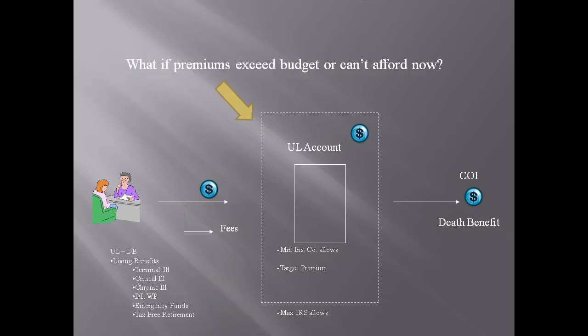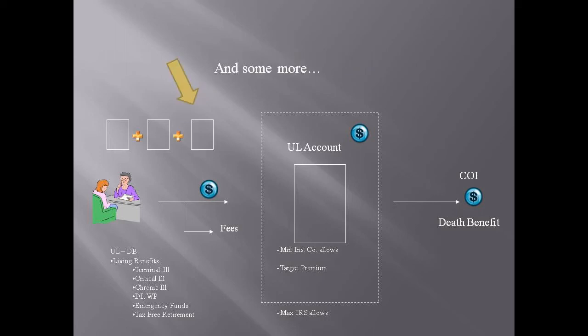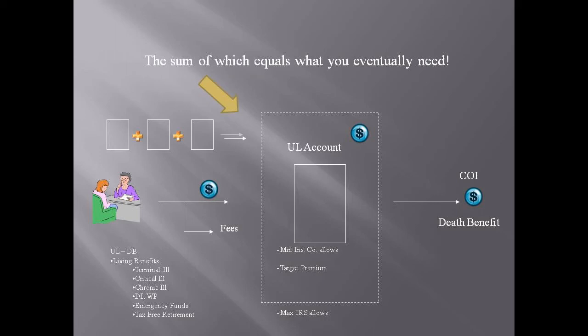Now, if the premiums exceed your budget or you just can't afford what you think you need, then invest in a policy with a smaller face amount. Later, when your financial situation improves, invest in getting some more, and again some more, until the sum of the series of smaller policies equals the asset coverage or savings capacity you believe you need. So that describes a permanent policy, namely a universal life policy.